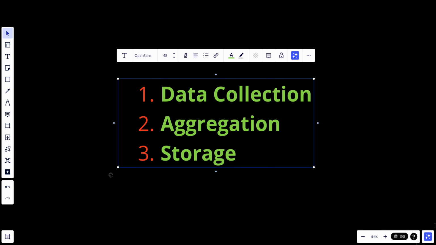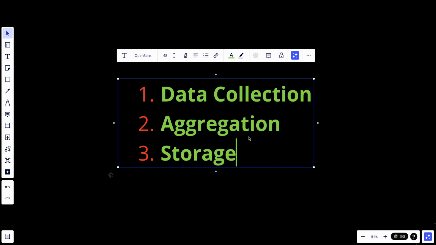And number three is the storage. Aggregated metrics data is typically stored in a time series database or data store optimized for efficient retrieval and analysis. These databases are designed to handle large volumes of time series data with low latency.